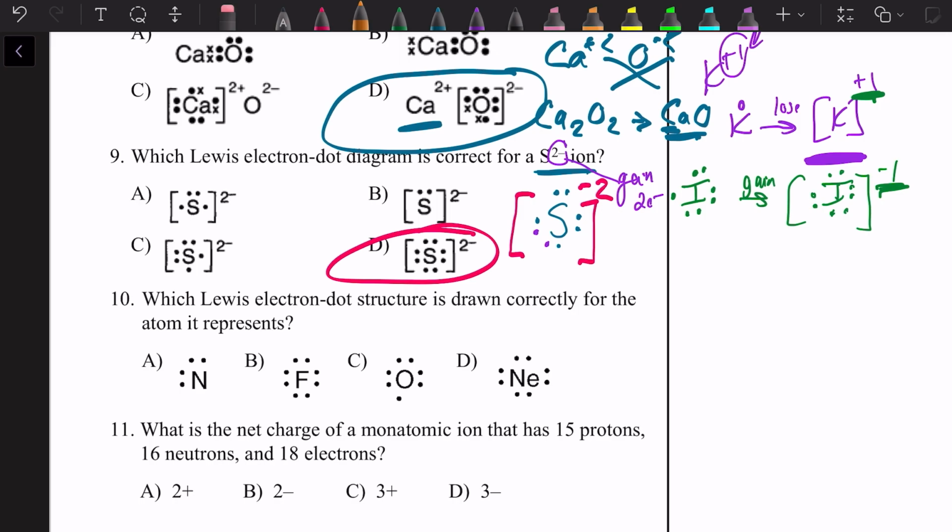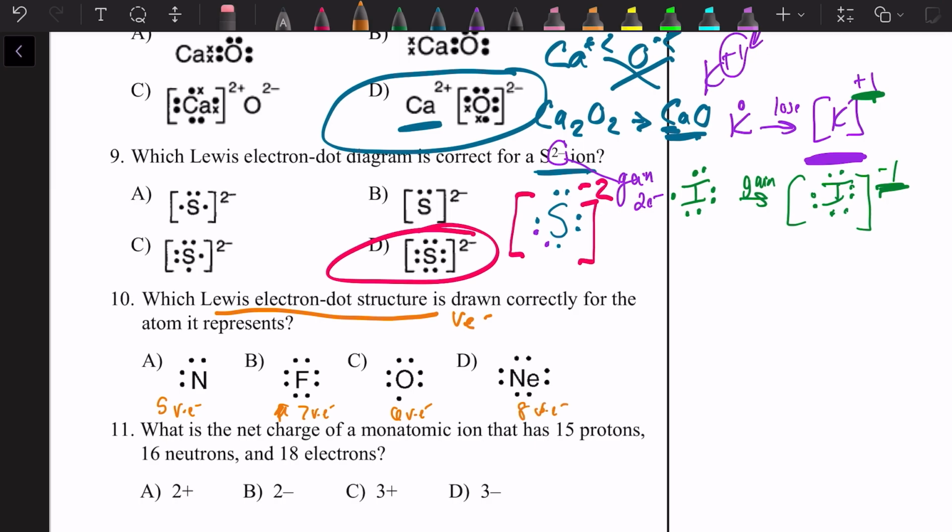Okay. Number 10, which Lewis dot diagram is drawn correctly for the atom it represents. So remember, again, these show the valence electrons. So you got to go back to your reference table. Nitrogen should have 5 valence electrons. Fluorine should have 7 valence electrons. Oxygen should have 6 valence electrons, and neon should have 8.